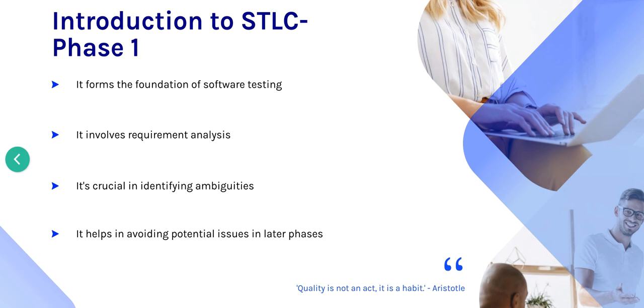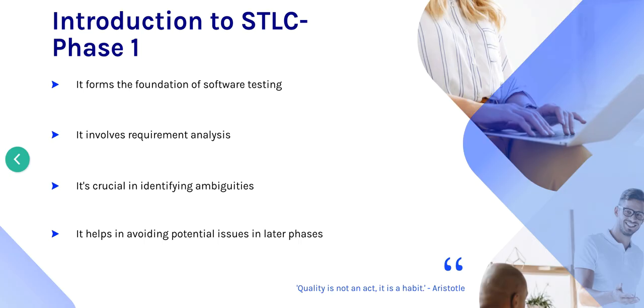But it's not just about reading documents. This phase is also crucial for identifying ambiguities, inconsistencies, or gaps in the requirements. Any unclear or missing information is flagged and clarified with stakeholders, which helps avoid confusion or delays later in the project. Requirement analysis also plays a vital role in risk identification and helps plan the right testing strategy, including choosing the types of testing needed, such as functional, performance, or security testing. By addressing potential issues early, this phase helps prevent problems in later stages, ultimately saving time and ensuring a more efficient and effective testing process.